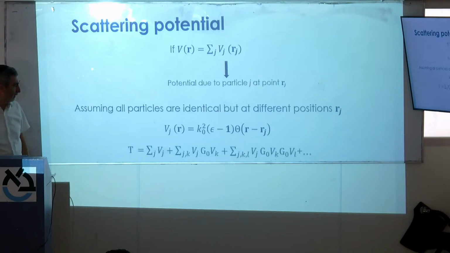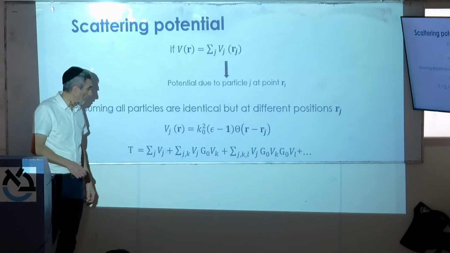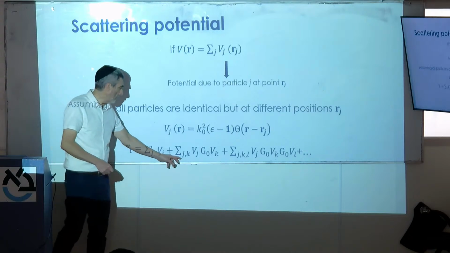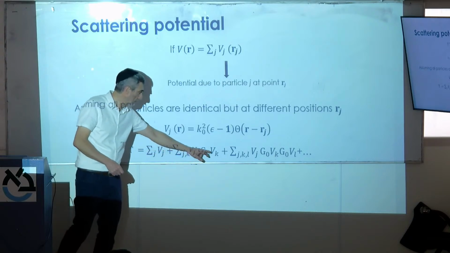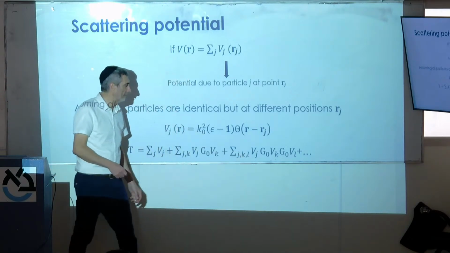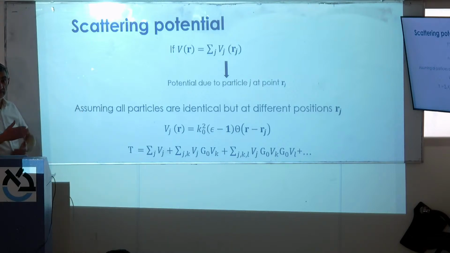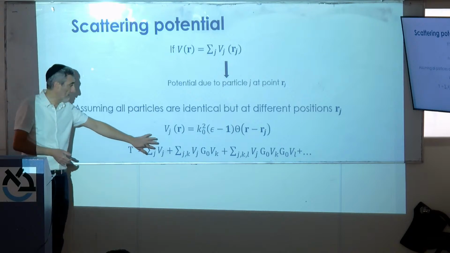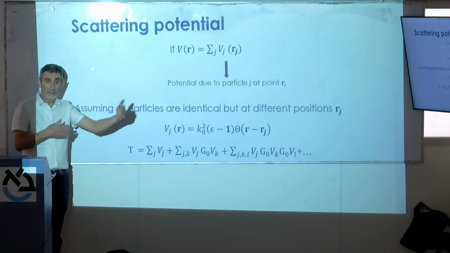And from that you can write the T matrix as a sum. So that was V before, a sum of Vj, then a sum over two parameters j and k of Vj, G0, Vk, then you have three elements that combine. And this expansion actually takes into account all the possible combinations, one by one, two by two by pairs, three by three, and so on.